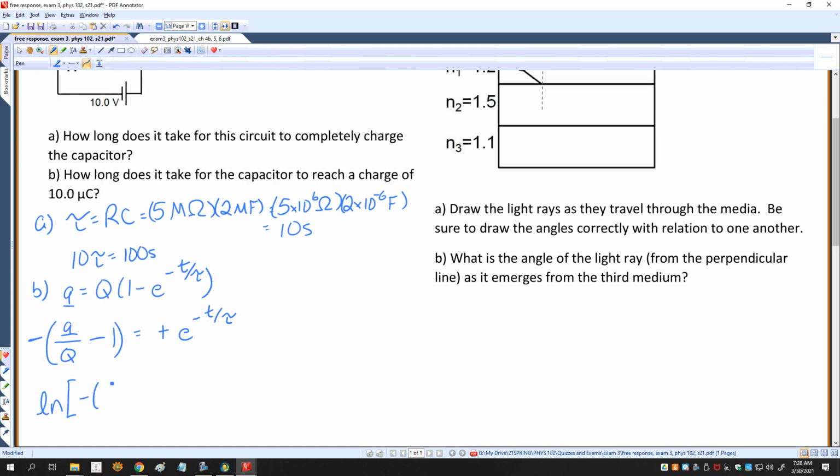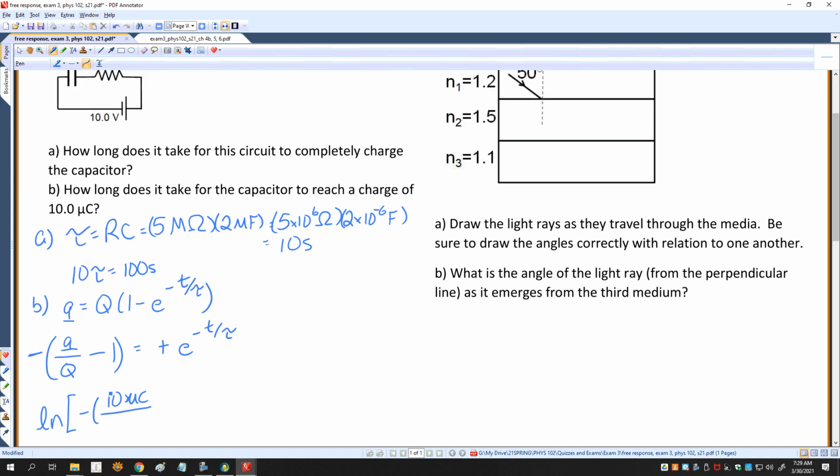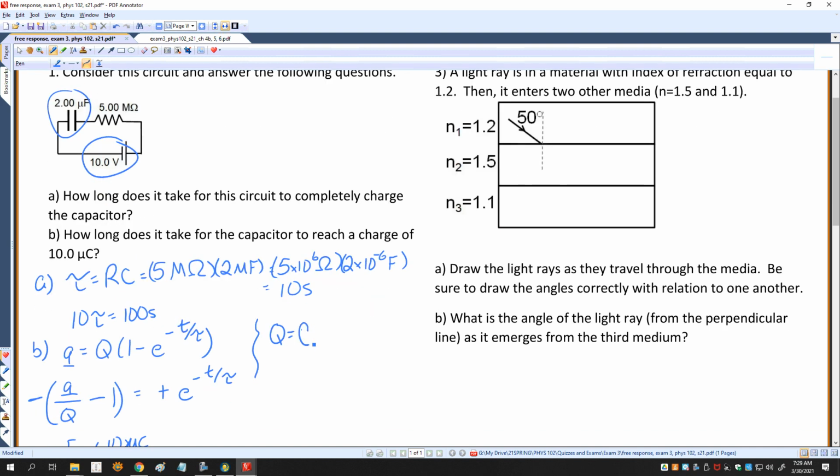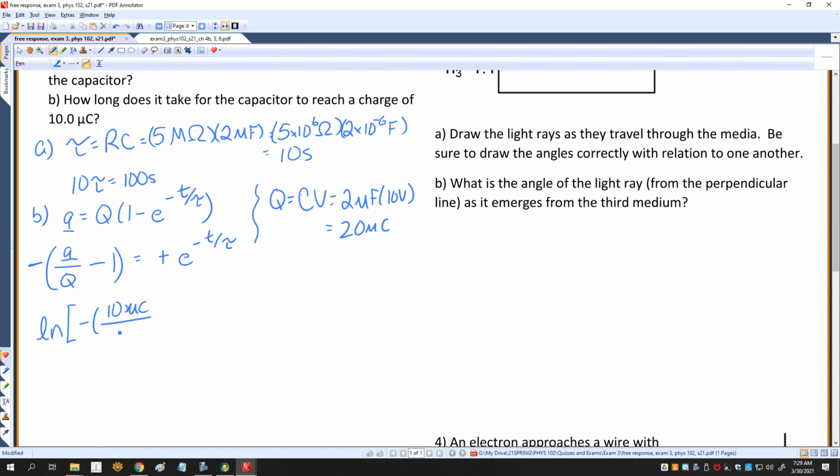Q is 10 microcoulombs. Big Q is the charge on the capacitor. I have 2 microfarads and 10 volts, so that's equal to C times V, 2 microfarads, 10 volts. That's equal to 20 microcoulombs. So that's 10 divided by 20 microcoulombs, minus 1, is equal to e to the minus t divided by 10.